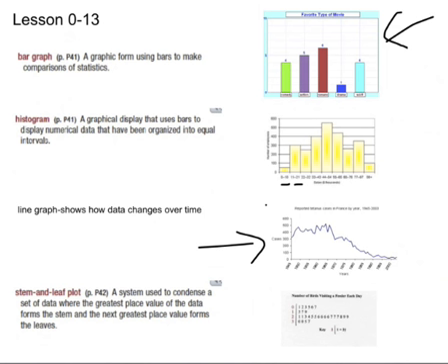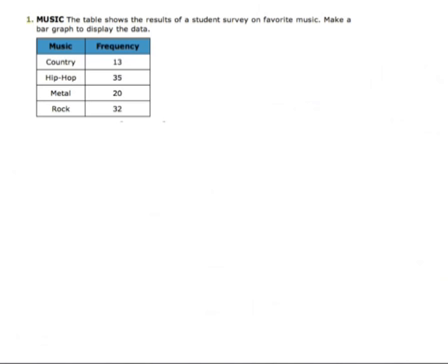Okay, now look at this. Let's make a bar graph first. Okay, look at this example. The table shows the results of a student survey on favorite music. Make a bar graph to display the data.